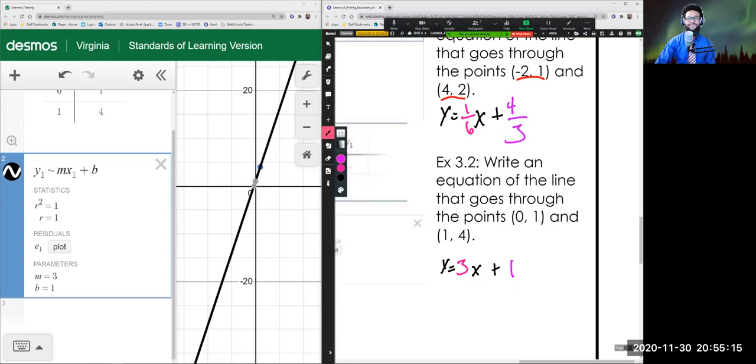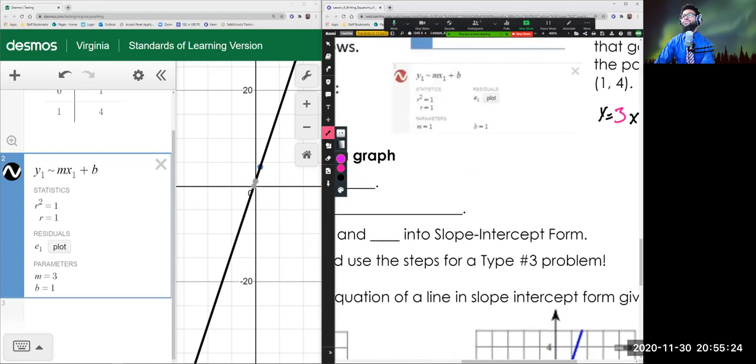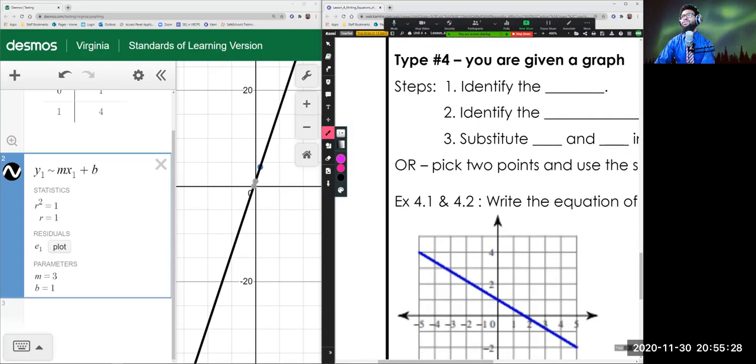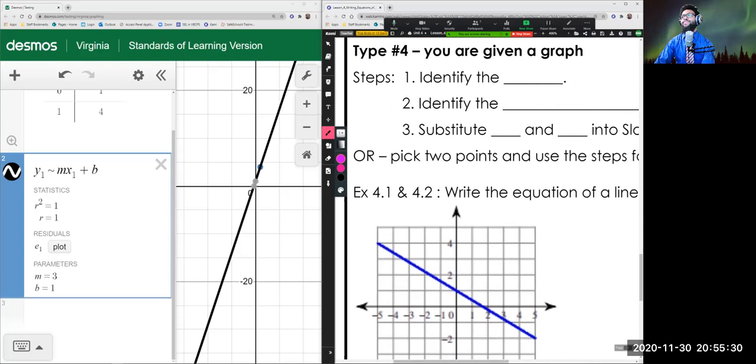If this is still confusing you, because I know this can be confusing, it is a lot of steps, come back to the Zoom chat and ask. All right, so we've made it through 3 types. Now we're on the last type, okay?